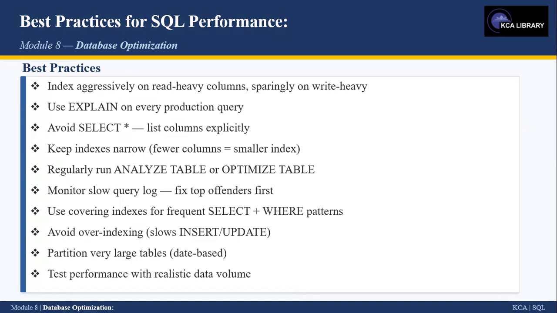Best practices for SQL performance. Here are the most important best practices. Index aggressively on read-heavy columns, but sparingly on write-heavy ones. Use EXPLAIN on every important production query. Avoid SELECT *. Always list the exact columns you need. Keep indexes narrow. Fewer columns mean a smaller and faster index.